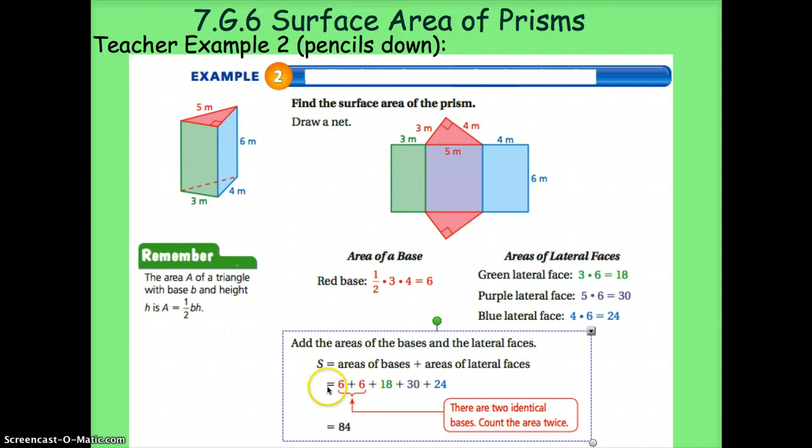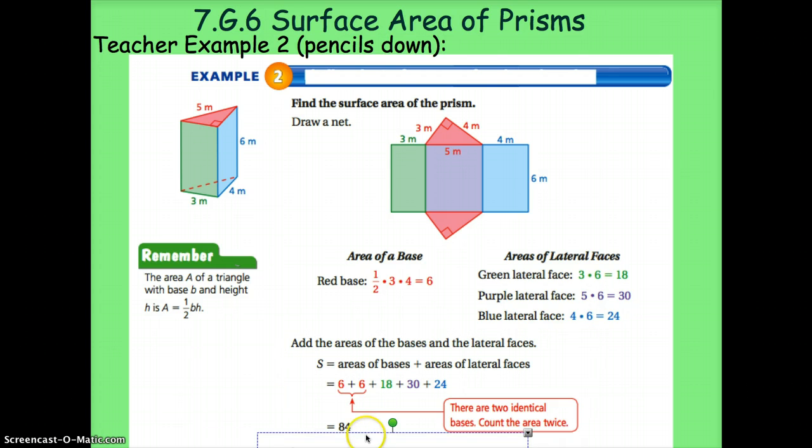Either way, you're going to get 6 plus 6 or 12. Add all our numbers and end up with 84. And the last part, which is a bit cut off on the bottom, is 84 square meters. So that's important to see there.